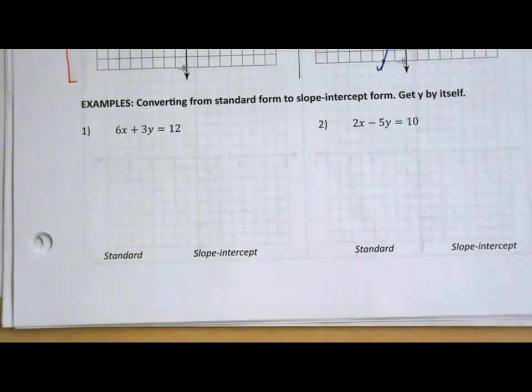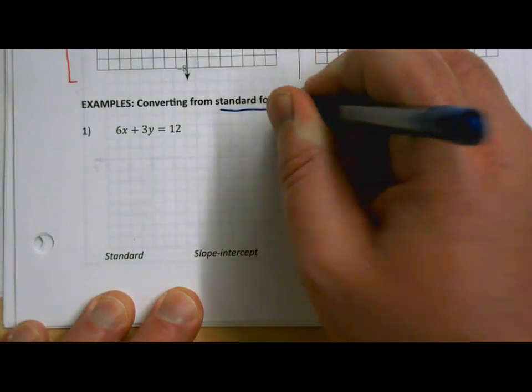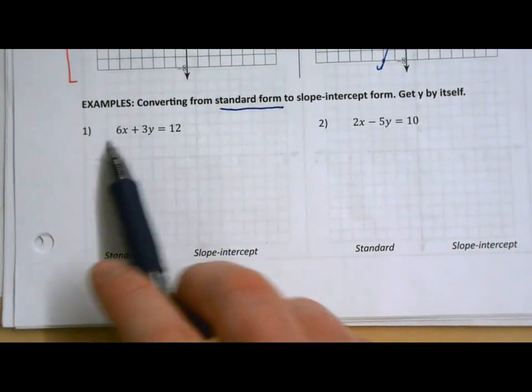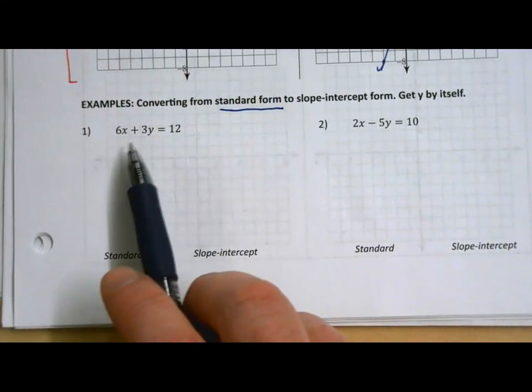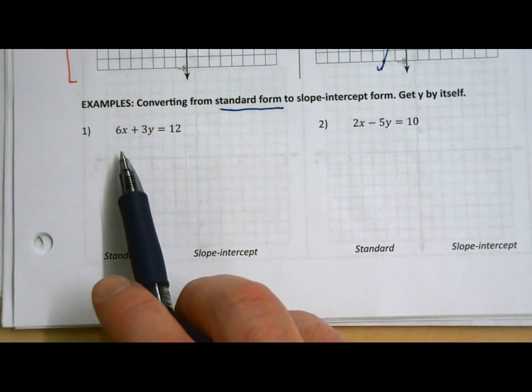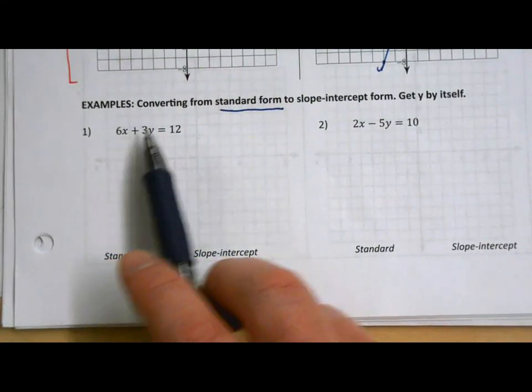you'll see two equations. These are equations that are in a form called standard form. Standard form has the x's and the y's on the same side of the equation. There's never a fraction in standard form. We always have integer values.